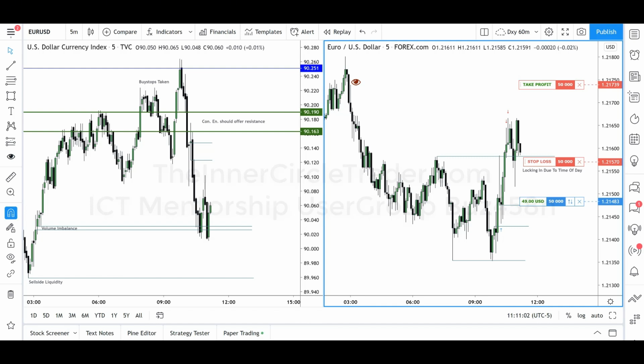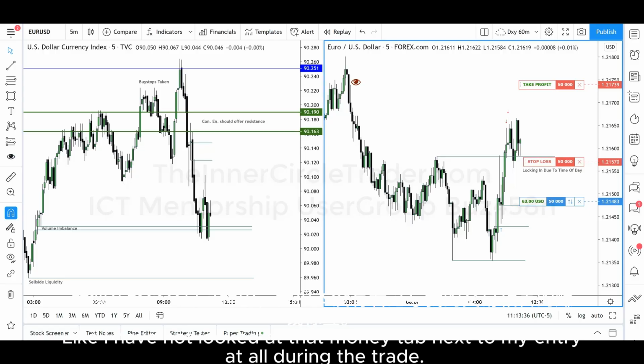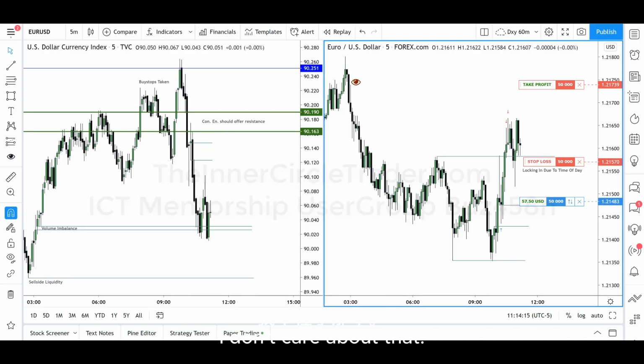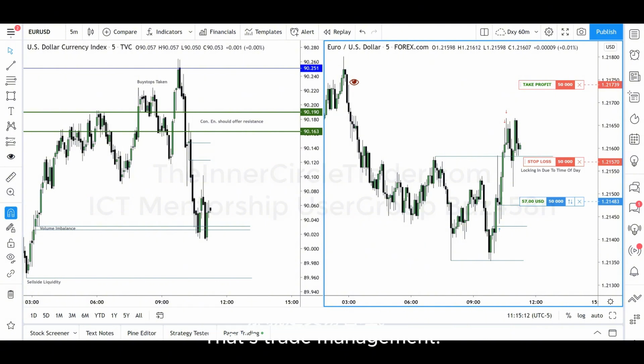And that is one laboratory experiment that you get to mimic going forward, practicing. But you don't, as a month one trader, use a demo account or paper trading application in TradingView. Don't do this, because you're going to get fixated on watching the money. Like, I have not looked at that money tab next to my entry at all during the trade. I don't care about that. I don't care about the stop loss. I'm monitoring where the eyeball is on the chart. Are we moving towards that? That's trade management. That's what you're supposed to be focusing on.